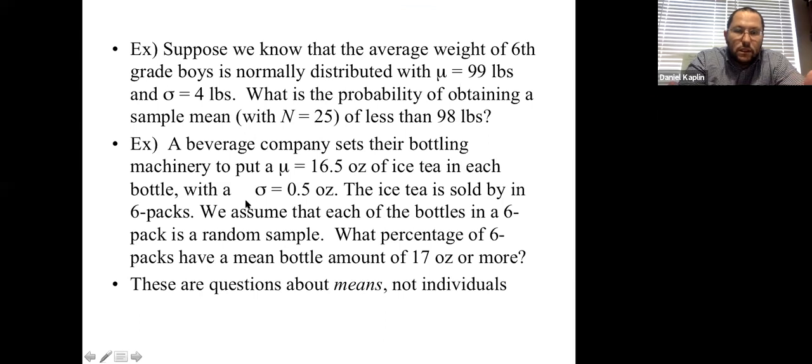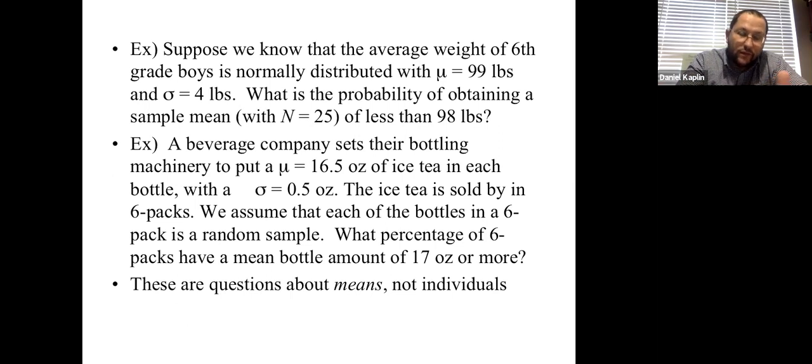Okay, so if you notice, these two questions that I calculated were about the means, not individuals, right? So in the first one, we had a population mean of 99 pounds, as you see my cursor, and the sample was 98 pounds, right? And then a population standard deviation and the sample size are there. And we said that was roughly 10% and change. With the bottling company, it was 0.71%, right?